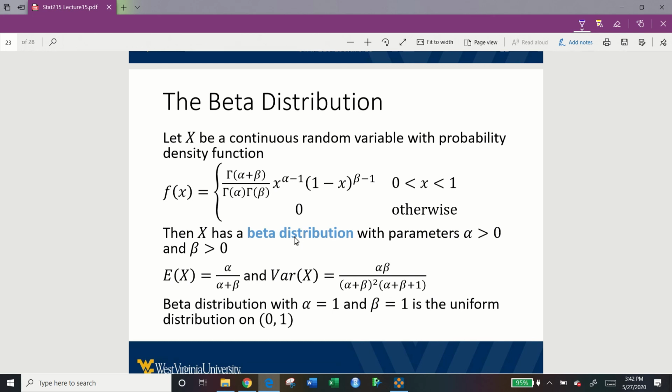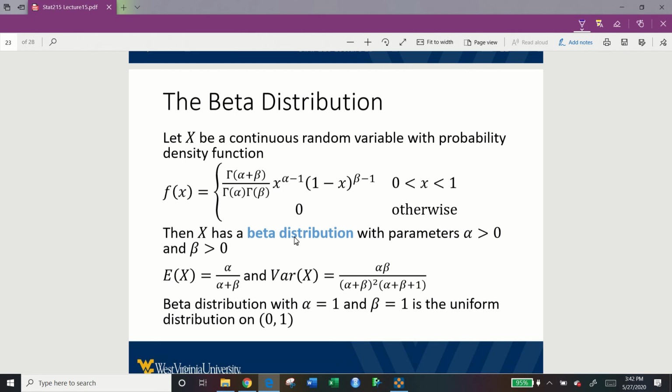With our PDF, this means that x has a beta distribution with parameters alpha and beta, both greater than 0. For the beta distribution, our mean is alpha over alpha plus beta, and the variance is alpha times beta, all over the quantity alpha plus beta, squared, multiplied by the quantity alpha plus beta plus 1.